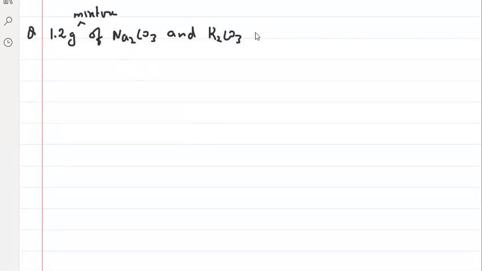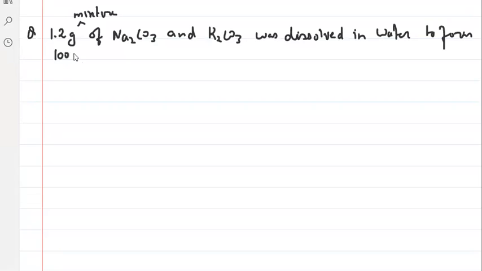So the question is, 1.2 gram mixture of Na2CO3 and K2CO3 was dissolved in water. As I'm writing, try to understand the problem. So we have a mixture of Na2CO3 and K2CO3, which is dissolved in water to form 100 milliliter of solution. So the volume of solution is 100 milliliter.